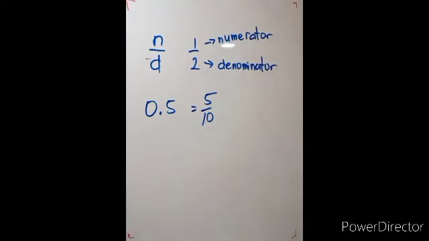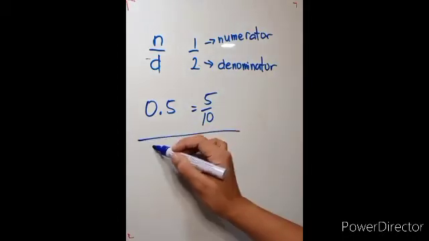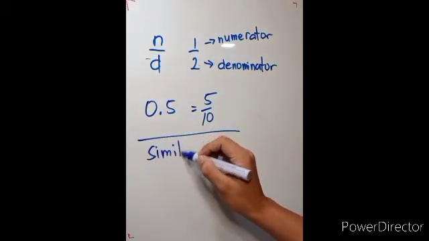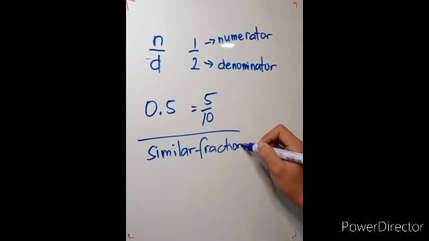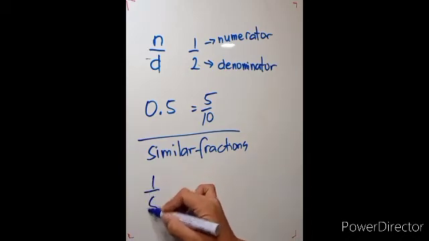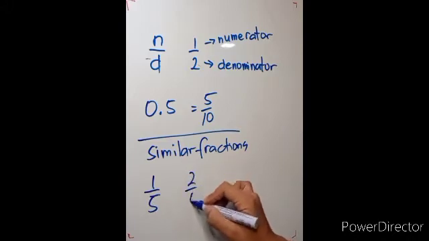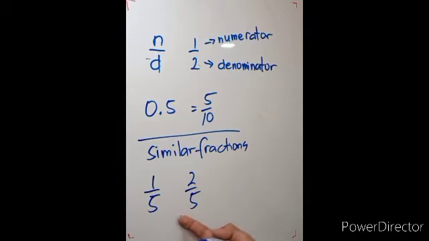So, for our next activity, we have to add or subtract similar fractions. So, when we say similar fractions, those are fractions that have the same denominator. For example, we have 1/5 and 2/5. They are similar fractions because they have the same denominator, which is 5.